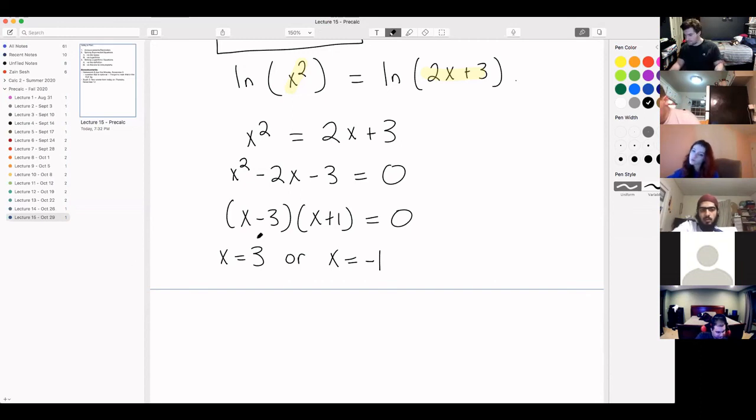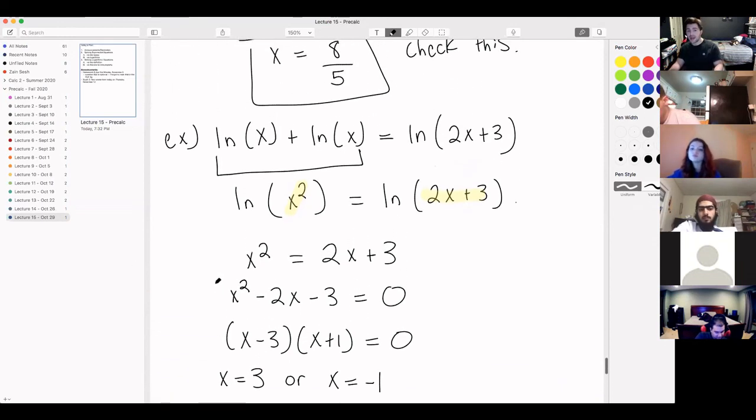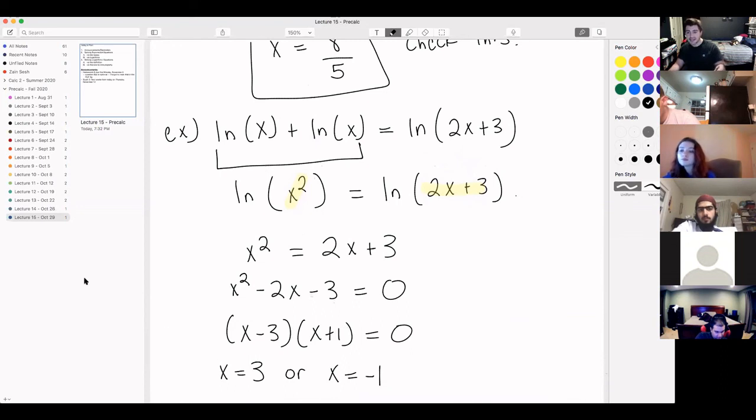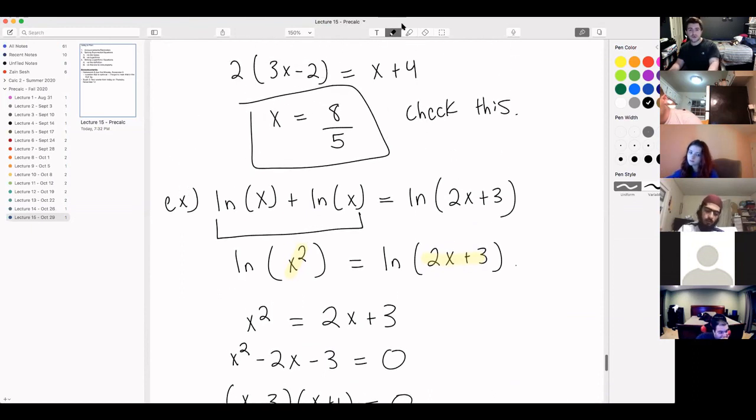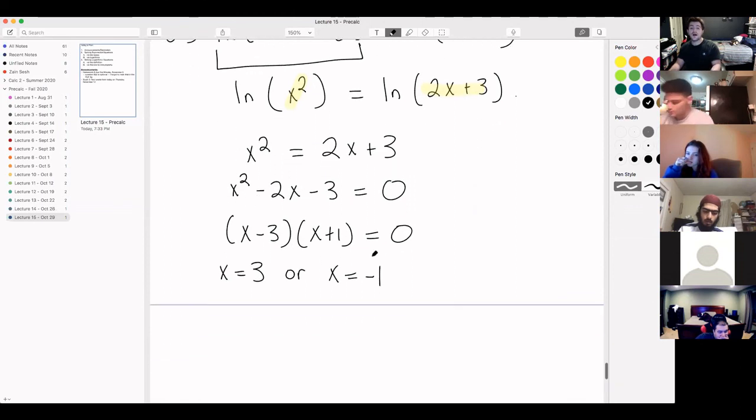Okay, now we need to go back and check, do we get any negatives if we plug in these solutions? Let me start with 3. If I plug in 3, you have to go back to the original equation. You get ln of 3 plus ln of 3, all good there, equals ln of 2 times 3, which is 6, plus 3, which is 9, ln of 9. You're good. Okay, so this works. How about -1?